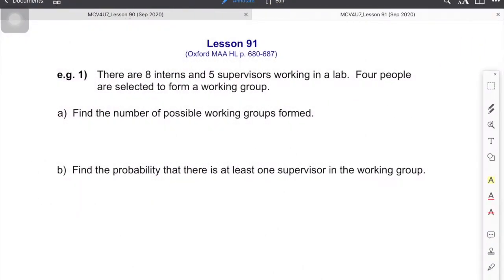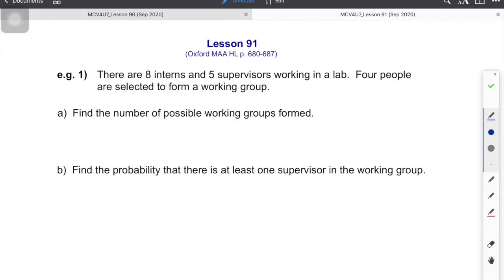So in lesson 91, let's begin by looking at the first example. There are 8 interns and 5 supervisors working in a lab. 4 people are selected to form a working group. Part A, find the number of possible working groups formed. Because we want to have 4 people in each working group, and we have a total of 8 plus 5, 13 people.